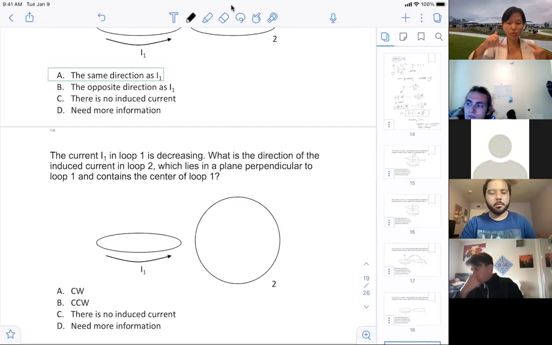Knowing that loop 2 is perpendicular and it's not shifted away to one side, it's exactly at the center of loop 1. Okay, so it's sort of in the middle, not all the way here or here. That is also important in terms of the answer. Okay, any other more votes before I close?